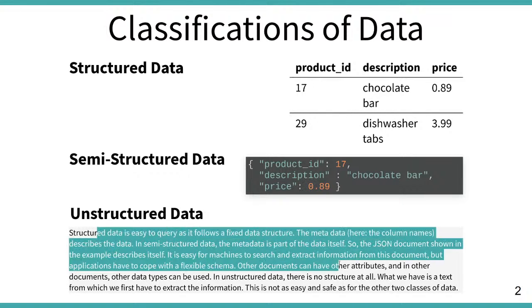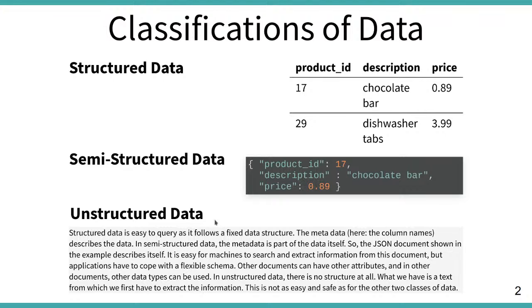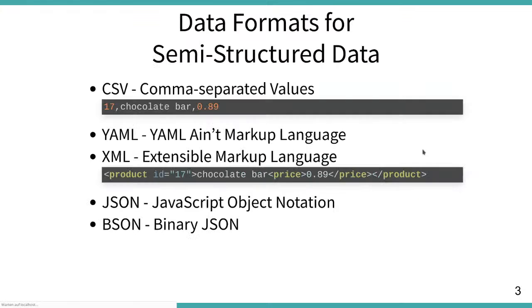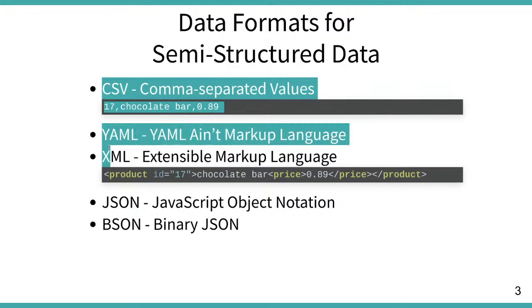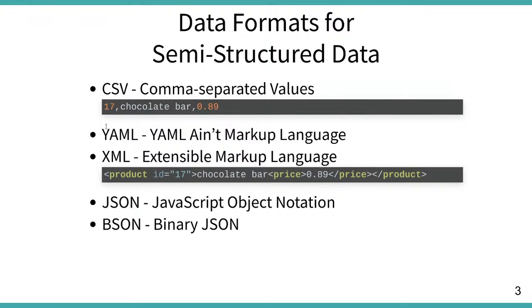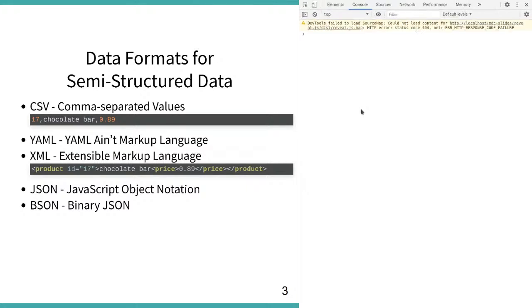And unstructured data is often full text or other format which does not have a structure. Okay, these are some formats. Last week we took a look at CSV, YAML and XML, and similar to YAML and XML there's the JSON format. JSON stands for JavaScript Object Notation, so it looks like how you define an object in JavaScript.